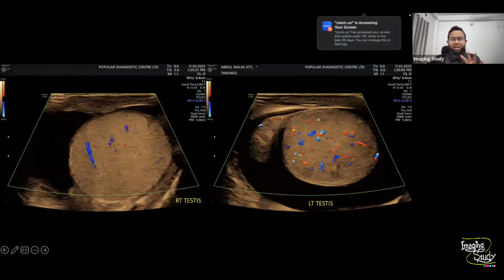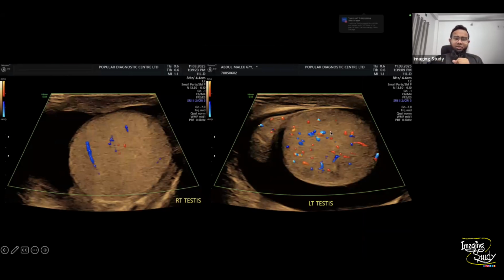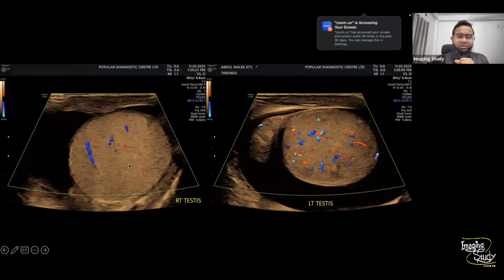So now we have put some Doppler. In our regular setting, with the same PRF and same color gain setting, you can compare the vascularity between these two testes. This is the right one, which is showing regular normal flow. But in comparison to the right one, if we look at the abnormal left testis, now you can see it is showing some increased vascularity. Again, the parenchyma is slightly darker than the right one here on the left side. So definitely the patient is having inflammatory changes within this testis.